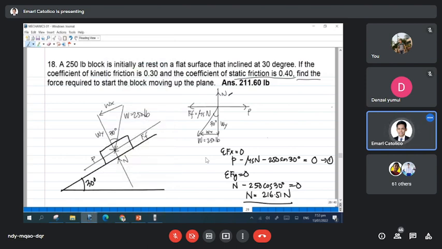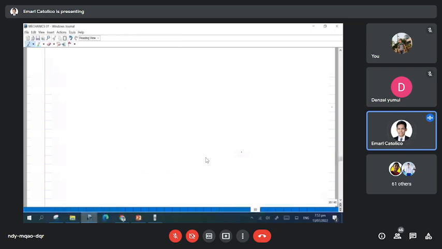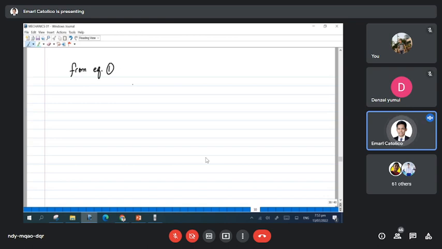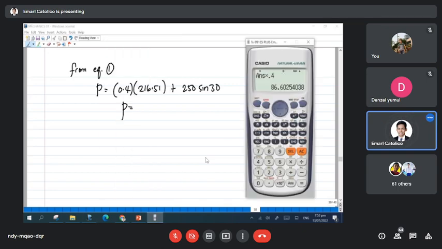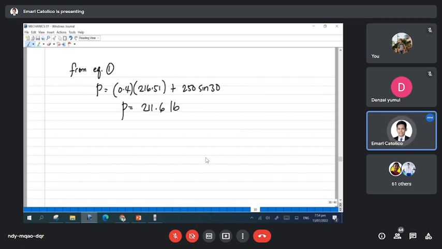So, since alam na natin si N, balikan natin ang number 1. From equation 1, we have P is equals to USN plus 250 sine 30. So, 0.4 yung US times N natin, 216.51. Then plus 250 sine 30. Okay, so masolve mo na si required na P. So, 216 times 0.4 plus 250 sine 30. Okay, so 211.6. Unit natin is pounds. So, check natin kung tama. Okay, so 211.6.